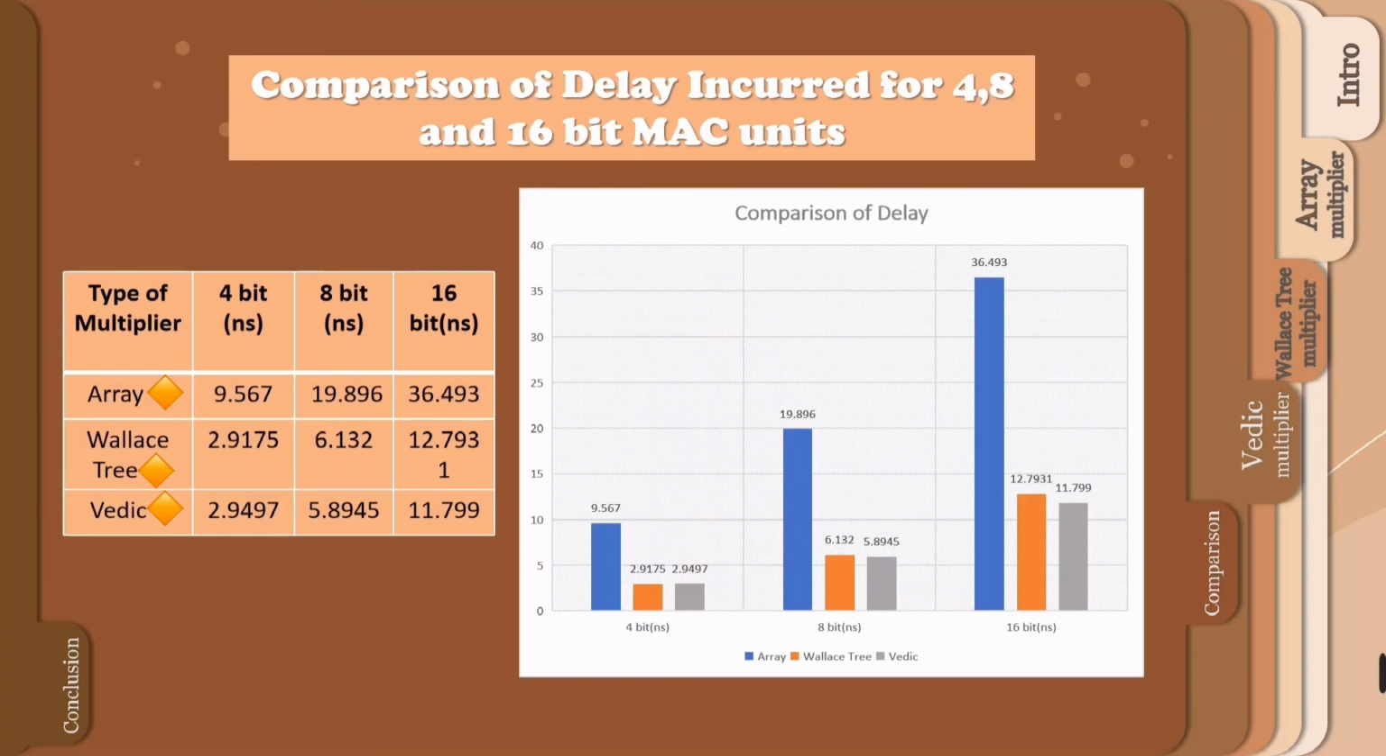This is the comparison of delay incurred for 4, 8 and 16-bit MAC units. Based on the result, the MAC unit design using Vedic multiplier is the fastest. Array multiplier based MAC unit faces the longest delay among the 3 designs.